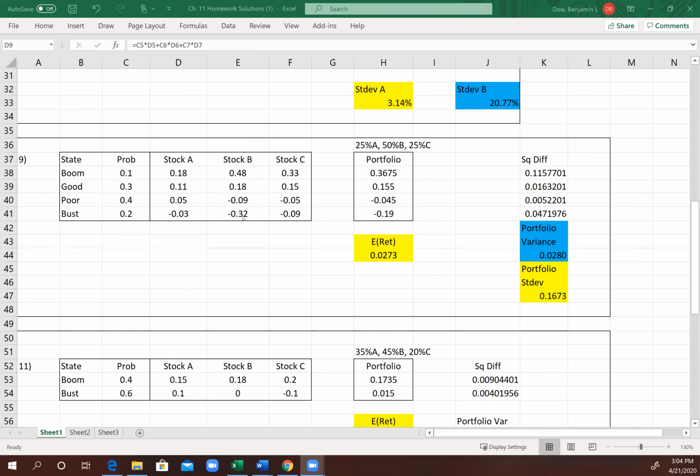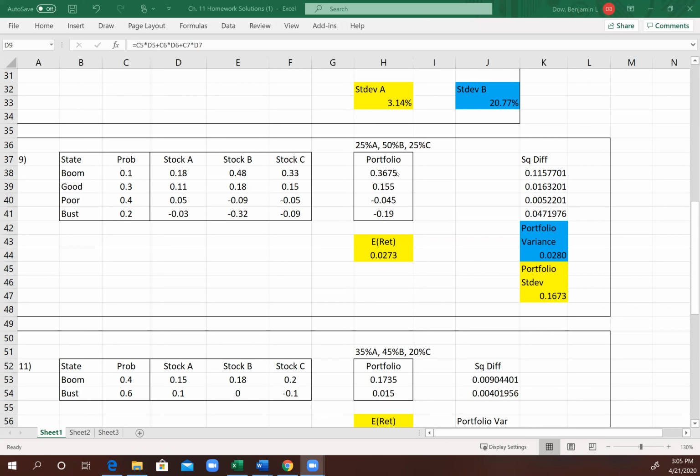Remember, you don't have to just use stocks. You can also transfer mutual funds in here. So you could have 3 different mutual funds that are made up of different stocks and different weights. All right, they said, let's analyze a portfolio of A, B, and C that's made up of 25% A, 50% B, and 25% C.